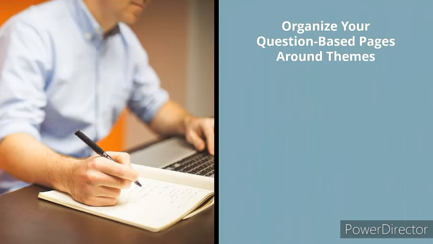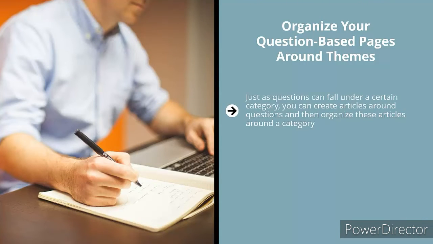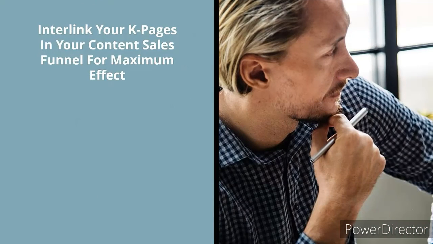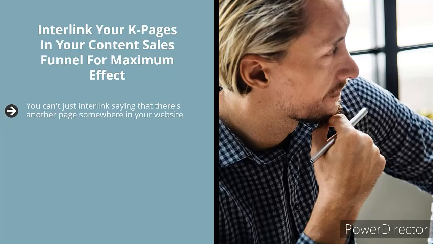Organize your question-based pages around themes. Just as questions can fall under a certain category, you can create articles around questions and then organize these articles around a category. This is not just a housekeeping tip. You're doing this so you can maximize the value of each page. Interlink your pages in your content sales funnel for maximum effect. You can't just interlink saying that there's another page somewhere in your website.